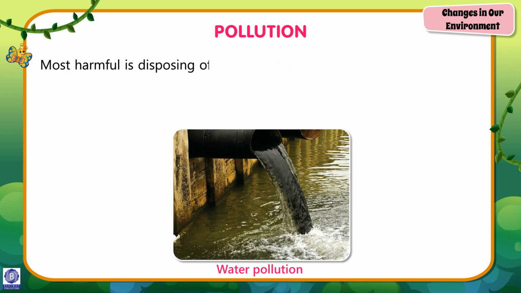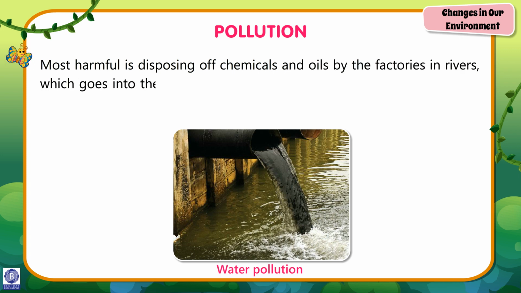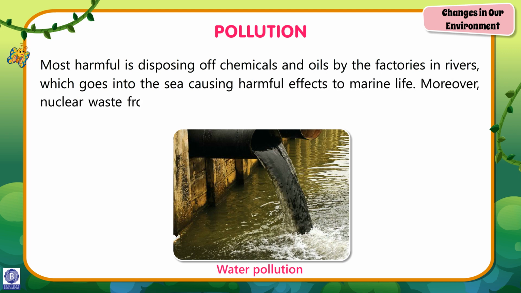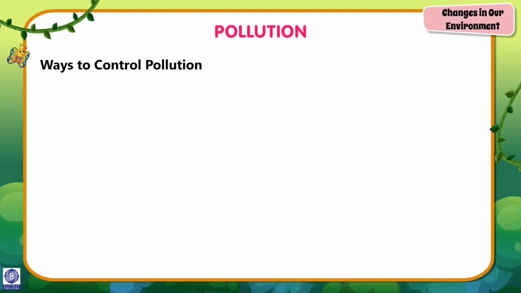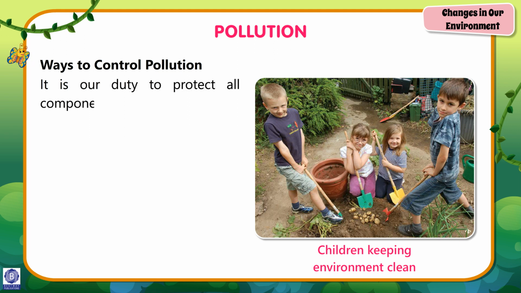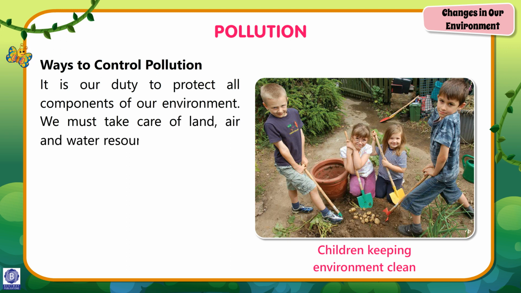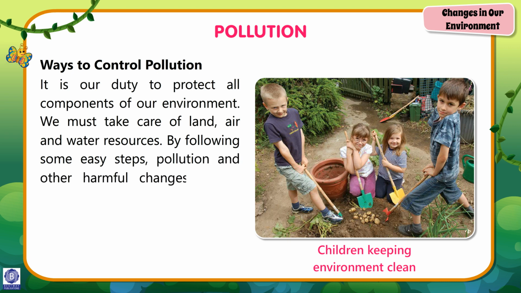Most harmful is the depositing of chemicals and oils by the factories in rivers, which goes into the sea, causing harmful effects to marine life. Moreover, nuclear waste from the nuclear power plants releases harmful gases and radiation in the atmosphere, which mixes with the air. Ways to control pollution. It is our duty to protect all components of our environment. We must take care of land, air, and water resources. By following some easy steps, pollution and other harmful changes in the environment can be controlled.